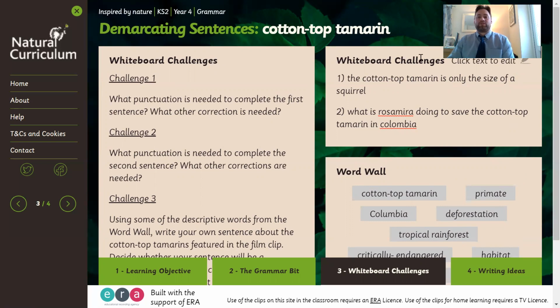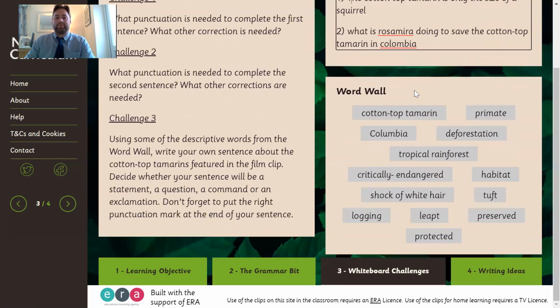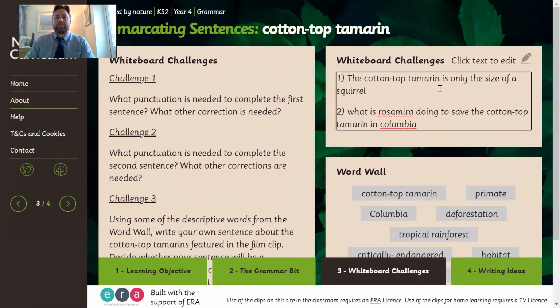Okay, just to show you the challenge here for challenge number one, first of all, we need a capital letter. The cotton top tamarin is the only size of a squirrel, and that needs a full stop.